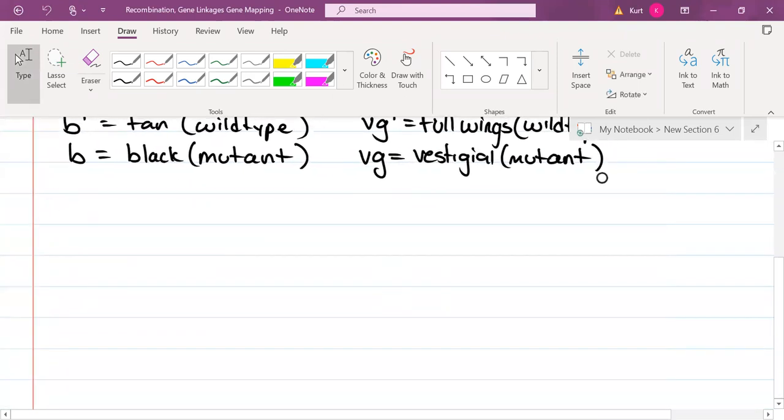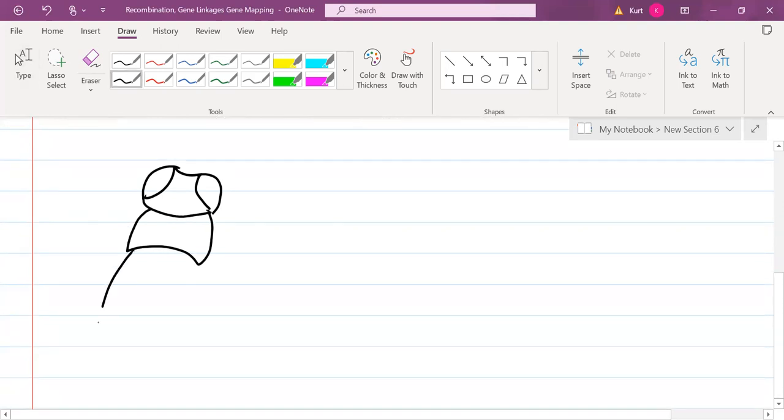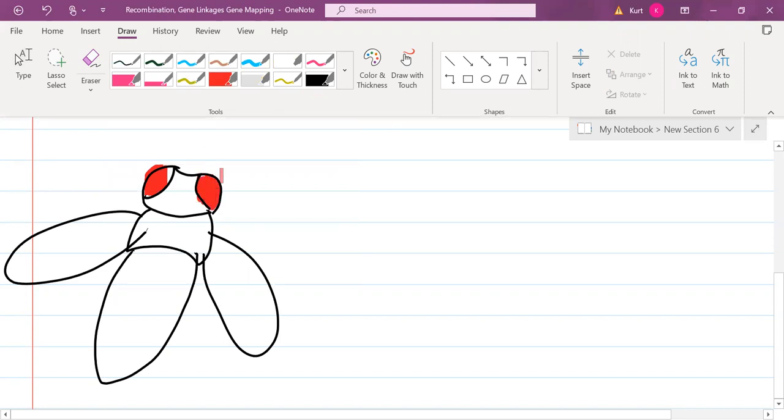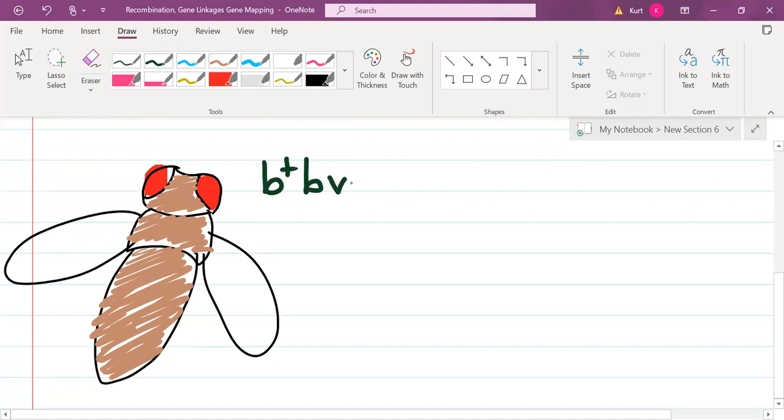So we have one fly that has tan body and full wings. This is going to represent the wild type for both forms of the trait. Okay, so this little fly has this genotype. I need someone to tell me what we would call that genotype. And you don't just say B plus B, VG plus VG. You don't call it that. Jasmine.